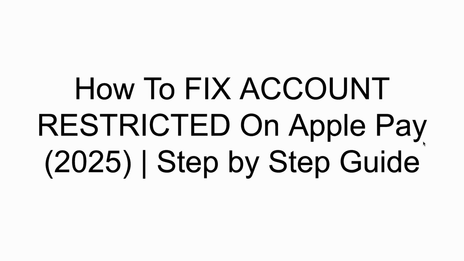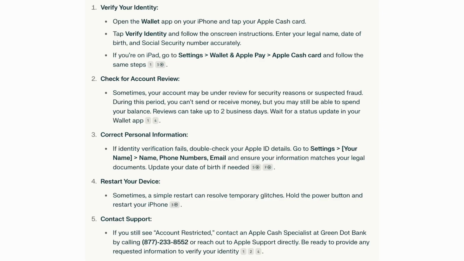How to fix account restricted on Apple Pay. First thing you want to do is verify your identity. Do this by opening the Wallet app on your phone and tap Apple Cash Card. Tap Verify Identity and follow the on-screen instructions. Enter your legal name, date of birth, and Social Security number accurately. If you're on iPad, go to Settings, Wallet and Apple Pay, Apple Cash Card, and follow the same steps.